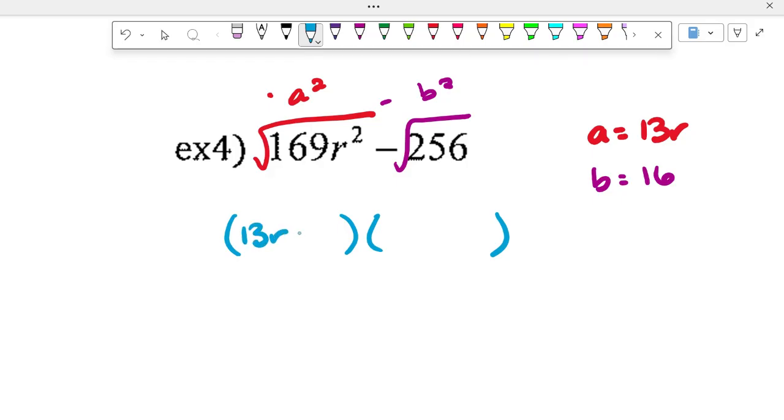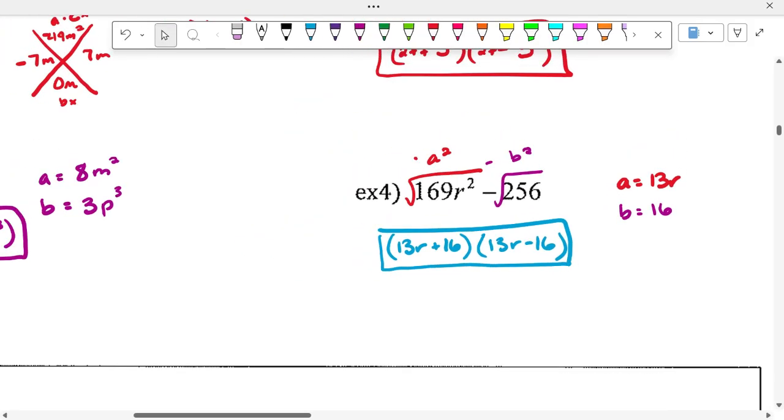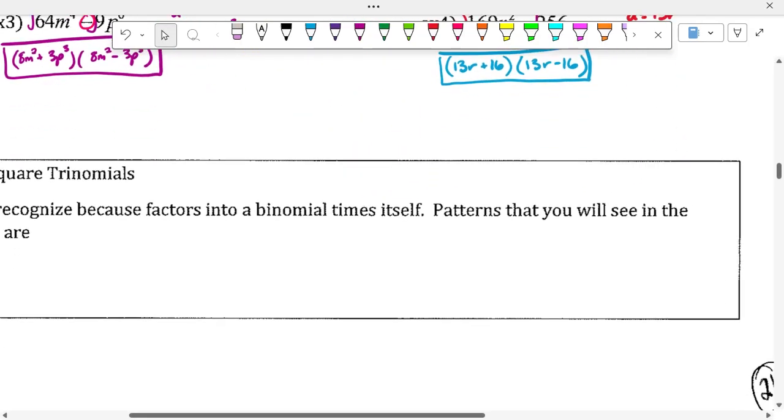There you go. That's all there is to it. So these problems are extremely easy. You just got to remember the formula. All right. Now, that's difference of squares.